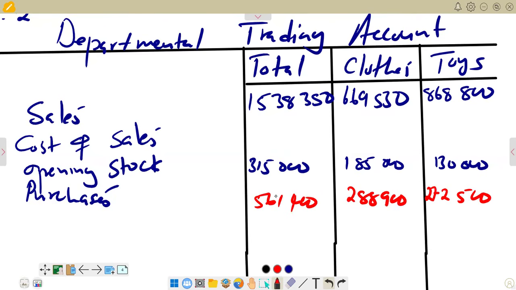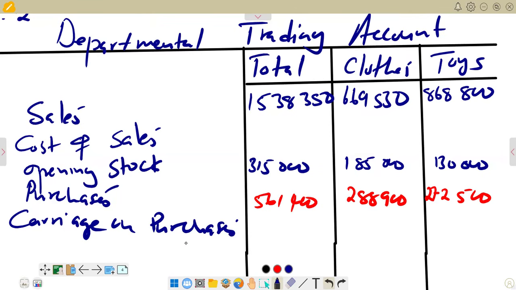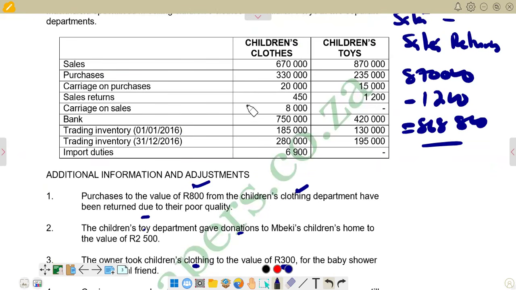So after purchases, we are going to carry on purchases. Carriage on purchases. Right. We go to the question. We try to see what we have in terms of carriage on purchases. We are given as 20,000, and then we are given as 15,000. That is what we have in terms of carriage on purchases. So we can just try to enter those ones.